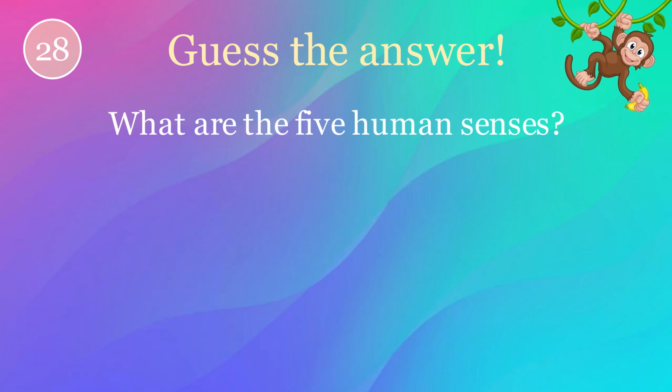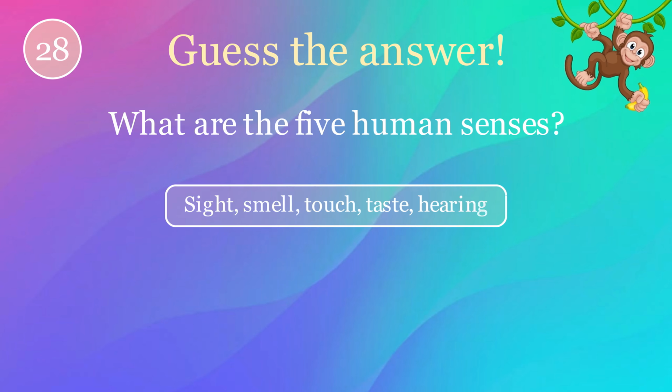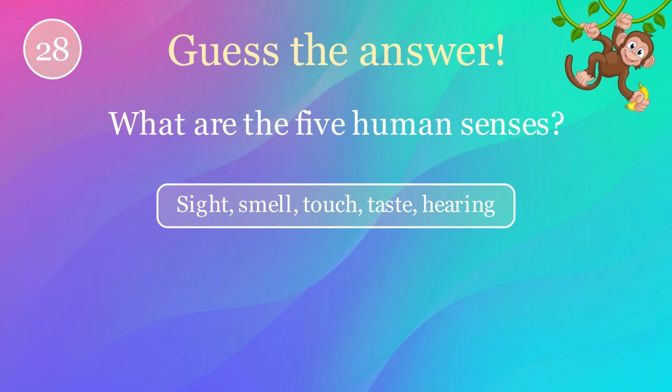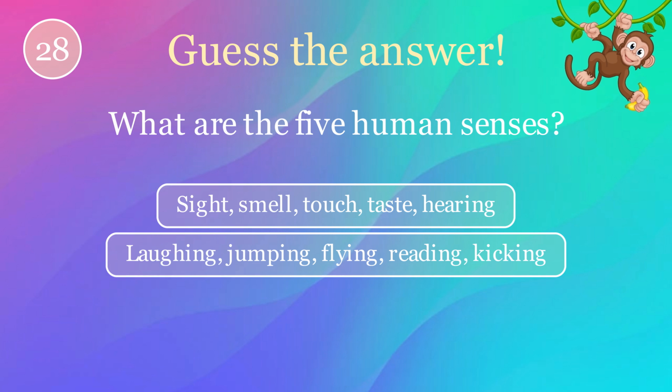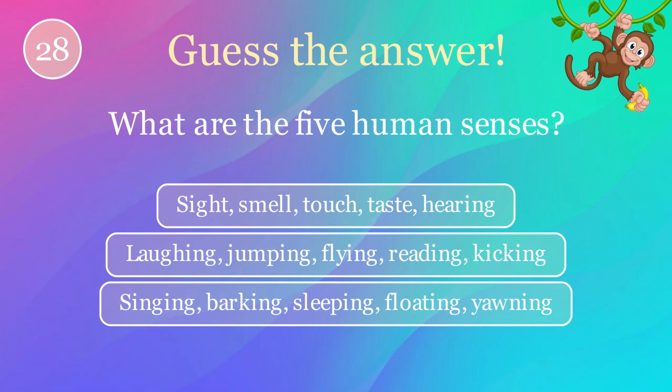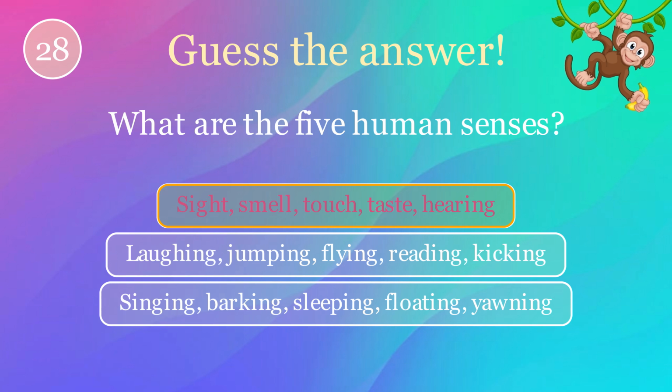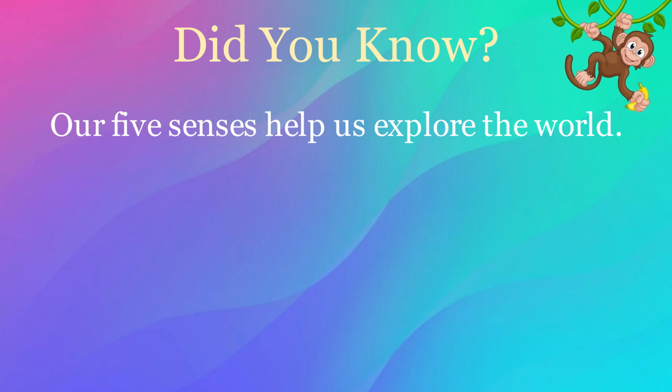What are the 5 human senses? Sight, smell, touch, taste, hearing. Laughing, jumping, flying, reading, kicking. Singing, barking, sleeping, floating, yawning. The correct answer is sight, smell, touch, taste, hearing. Here's an interesting fact: our 5 senses help us explore the world.